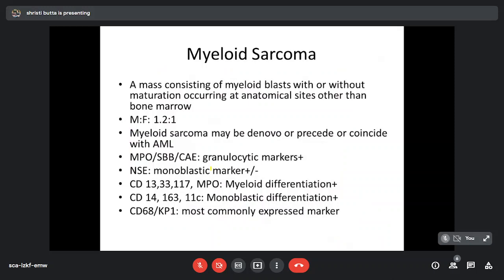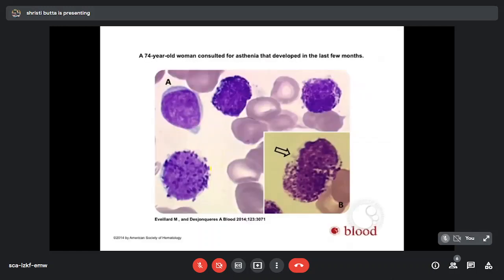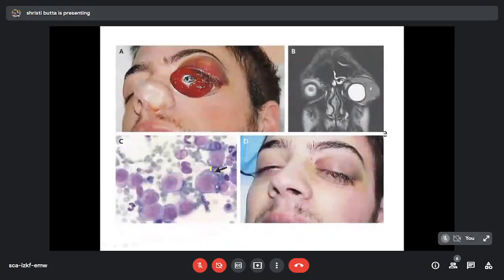Now coming to myeloid sarcoma, a mass consisting of myeloid blasts with or without maturation occurring at anatomical sites other than the bone marrow. So it should be at anatomical sites other than the bone marrow. Look at this picture. Let me just show it to you. Yeah, this one. It presented with an orbital swelling here.